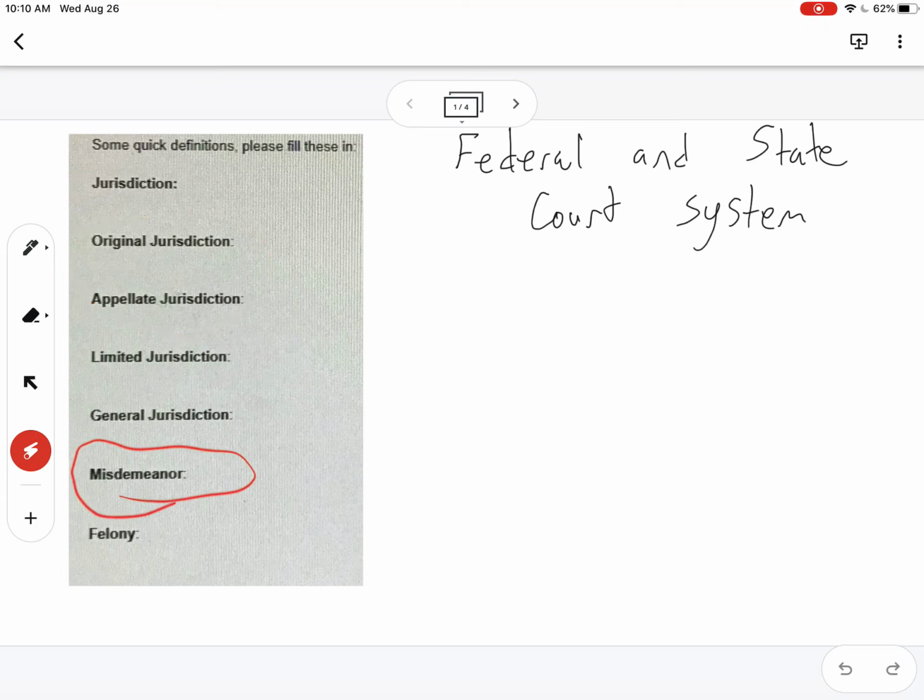Two kinds of crimes. Misdemeanors are typically minor crimes such as like jaywalking, speeding, or stealing like money or something. Felonies are more major crimes and they typically involve violence. So something like, say, armed robbery, felonious assault, that kind of thing, murder, major crimes.